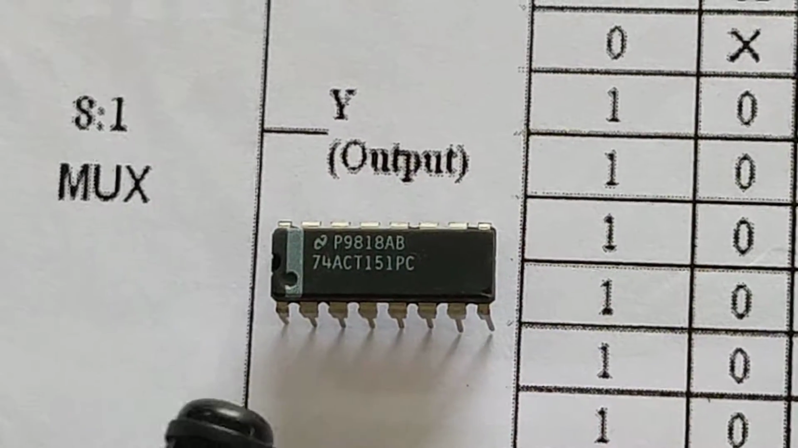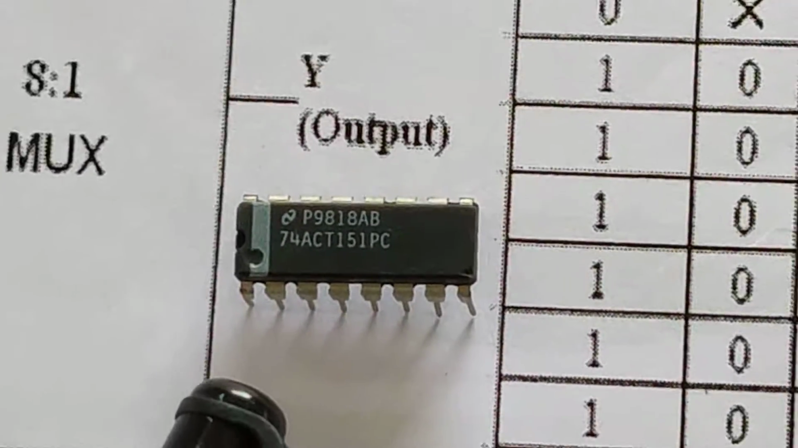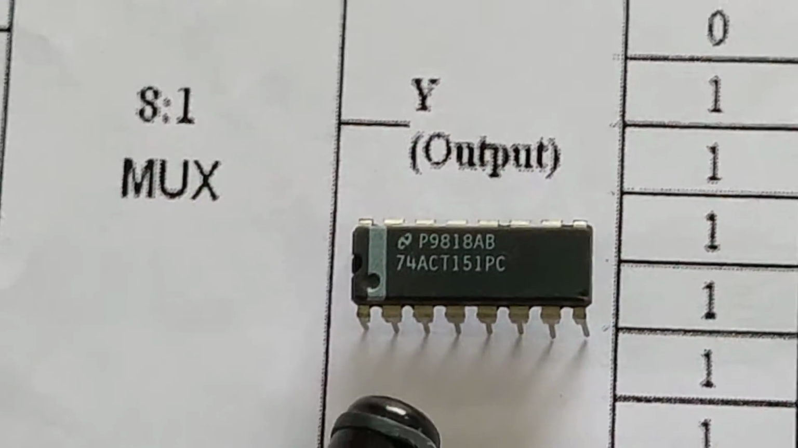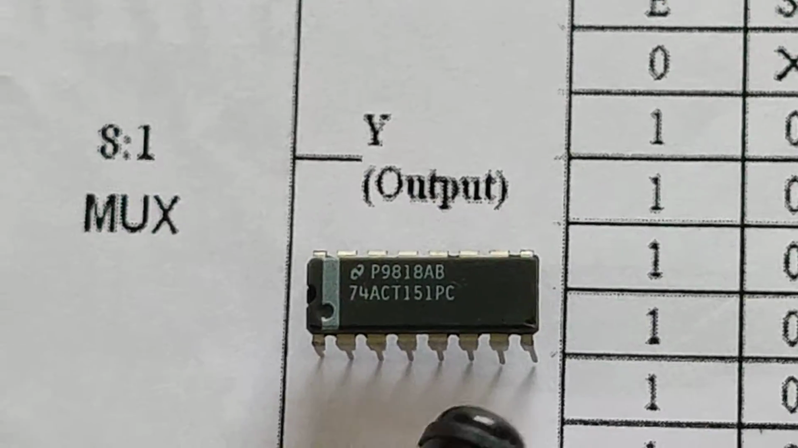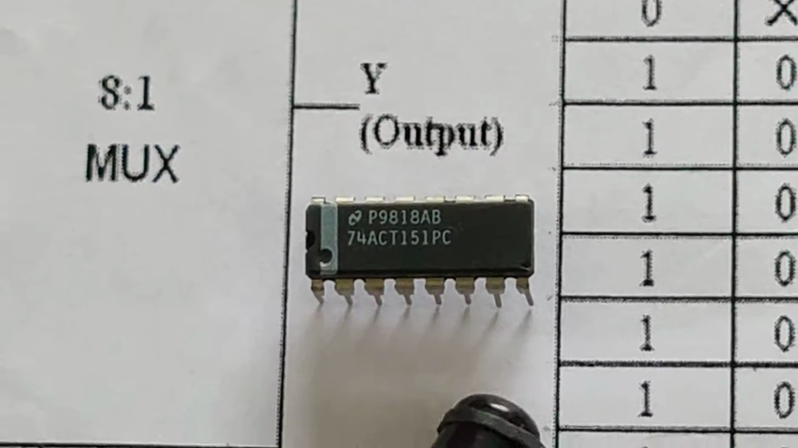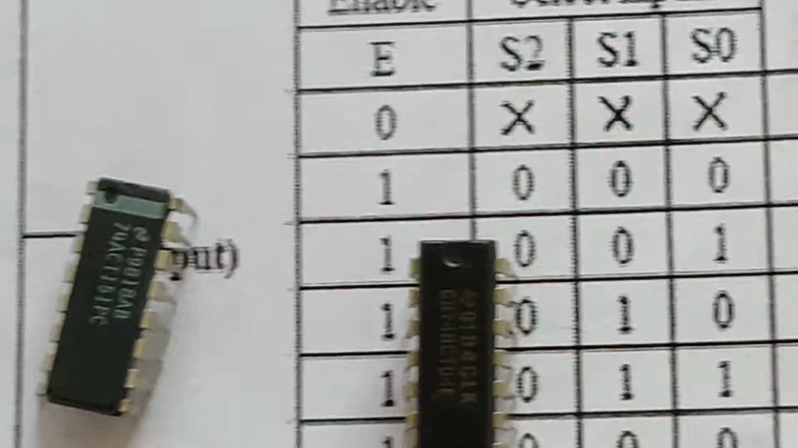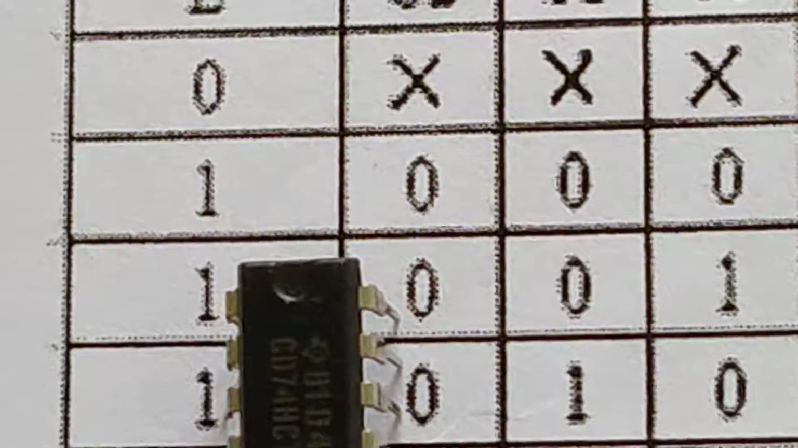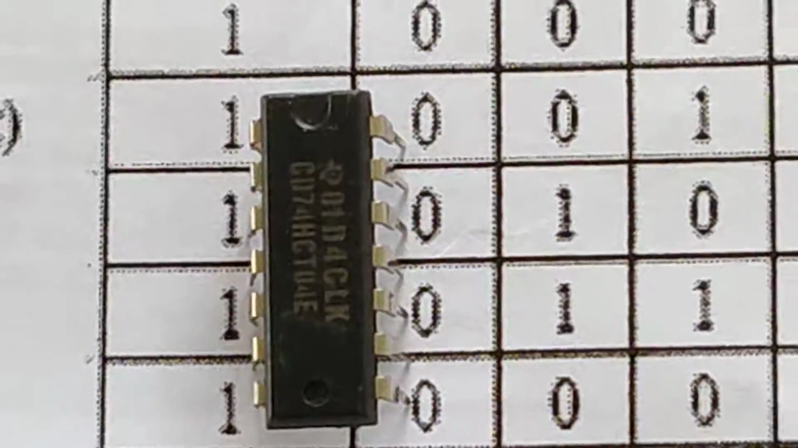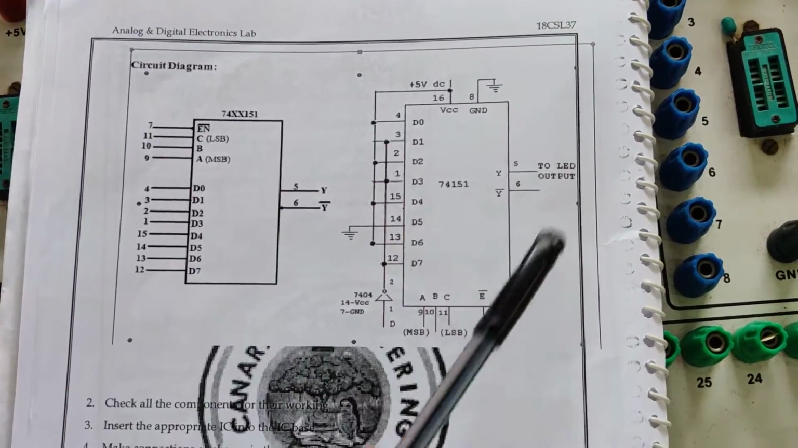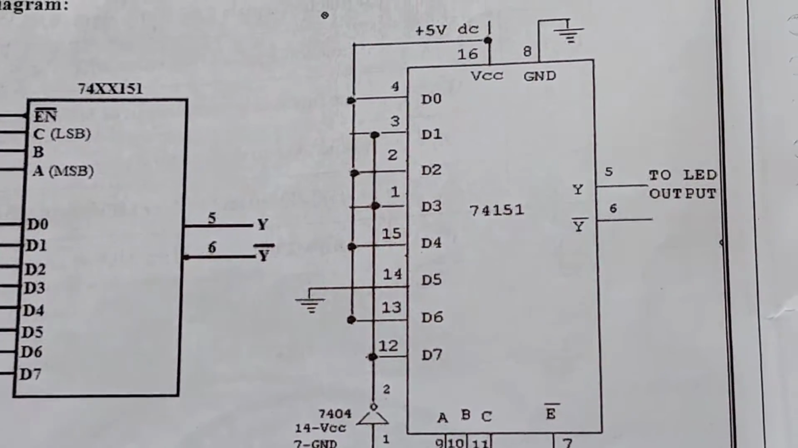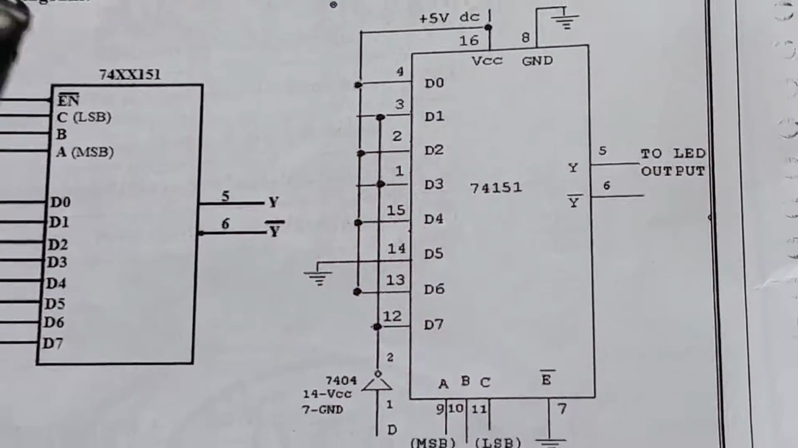So this is the IC we are using. This is a 16 pin IC. The IC number is 74151. It is an 8:1 multiplexer. Along with this IC we are using one NOT gate. I have already explained how to draw the circuit diagram for the said problem, a function of 4 variables.